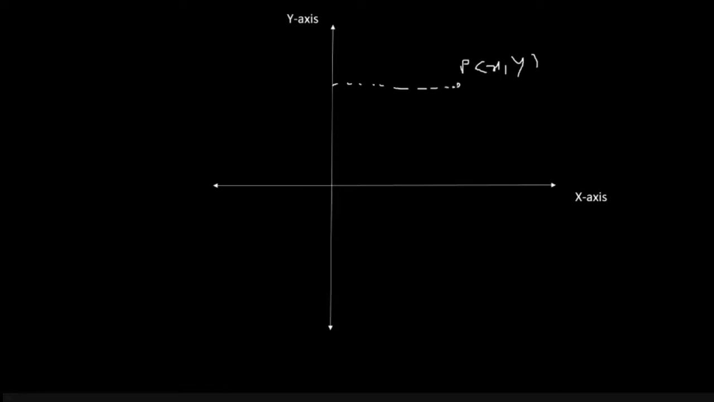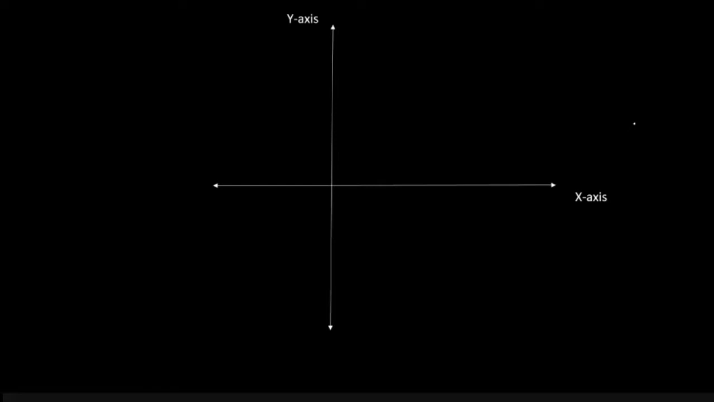So the distance from the y-axis to this point is nothing but x units. And here y denotes the distance of the point from the x-axis. So this height from the x-axis to this point represents y. In this way we can denote any position of a point in the xy plane. So it denotes the exact position of the point in the xy plane.